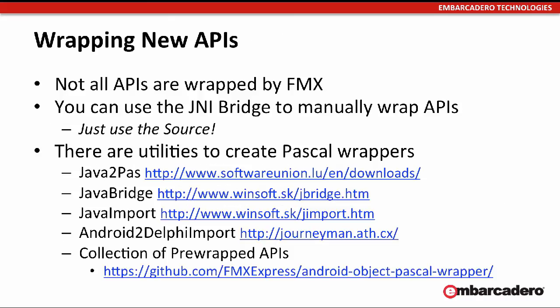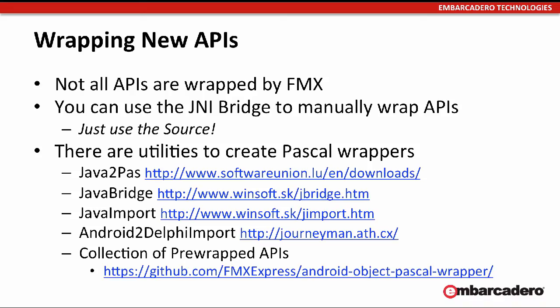Okay, so the next thing we're going to look at is wrapping new APIs. Now, not all of the APIs are wrapped and included with the FireMonkey framework. So you can wrap these yourself by using the JNI bridge that we include in there. So the secret to this is use the source. Again, if you have an installation that includes source, or everything but Appmethod or Pro or better of the Delphi, C++ Builder or RAD Studio, then you have access to the source.